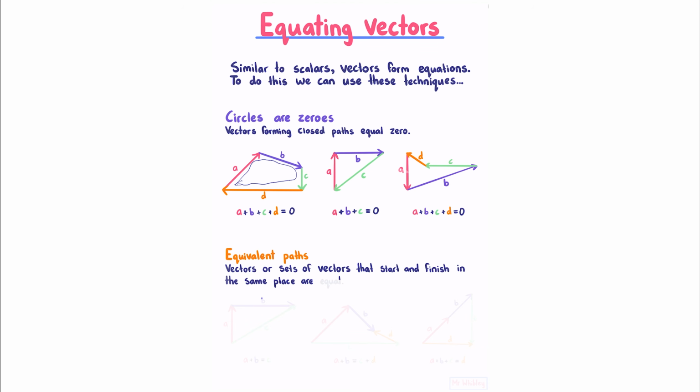The second technique is equivalent paths, meaning that vectors or sets of vectors that start and finish in the same place are equal, so that a plus b starts and finishes in the same location as c, meaning that a plus b equals c. Similarly, a plus b gets you to the same place as c plus d, and so a plus b is equal to c plus d, and finally a plus b plus c gets you to the same place as d, and so a plus b plus c is equal to d. To be clear, this only works when we consider these as vectors with direction.